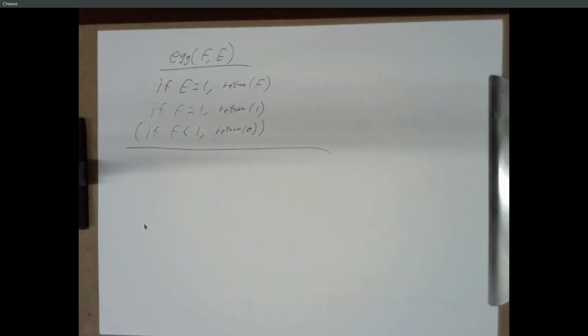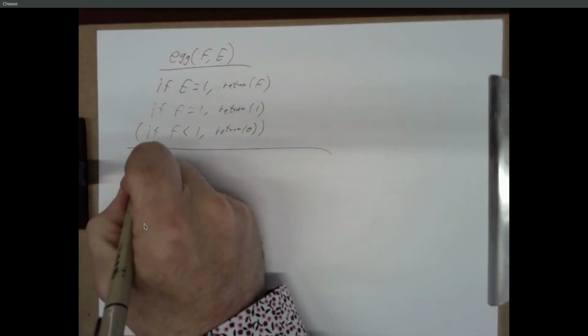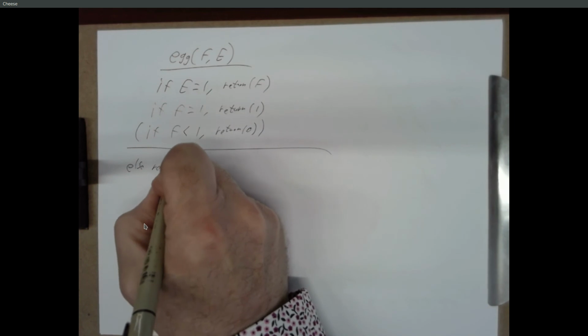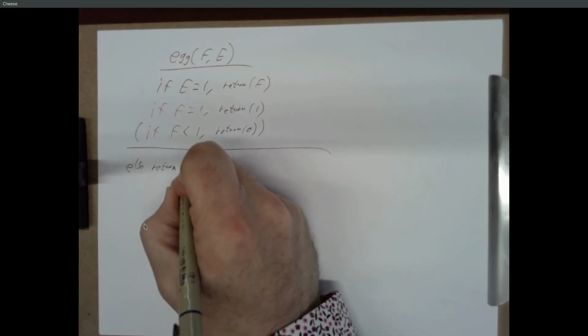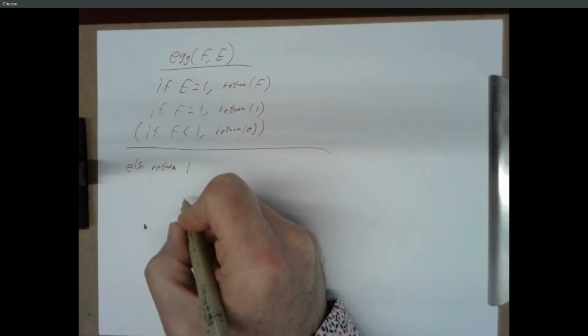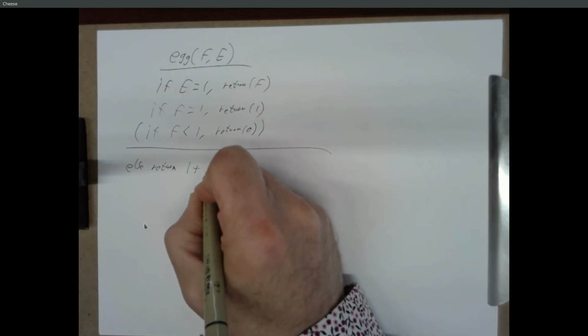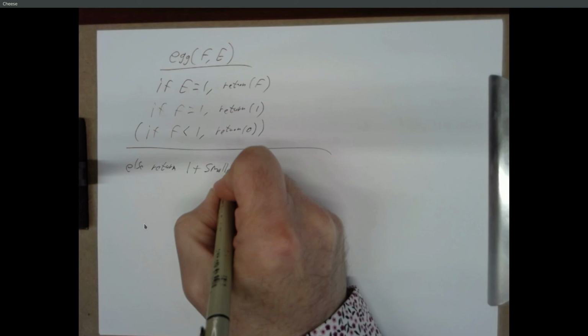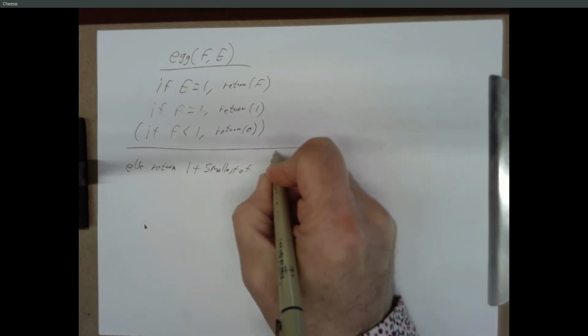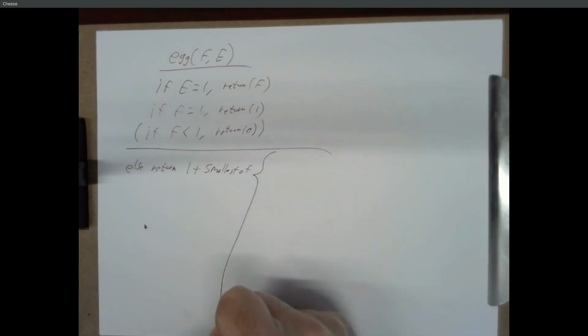Otherwise, we've got to do some experiment. We've got to take one egg, bring it up to some floor, drop it, and then make a decision based on the results of that experiment. Okay, else, return 1, because we're going to have to do one experiment right here, plus the smallest of what we're about to describe.